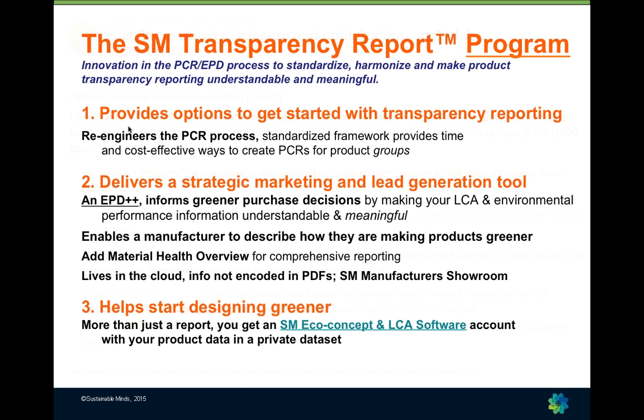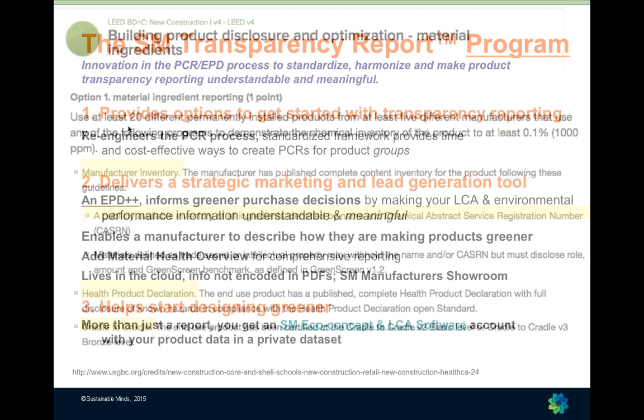Our transparency report program is really 3 parts, and this is what we meant when I said earlier that it's a systemic solution. Our transparency report framework is a 2-part PCR program that allows manufacturers and stakeholders to create a Part B of a PCR at the product group level. We talked about the transparency report being a lead generation tool. It allows them to describe what they're doing to make greener products. Now we're getting into the component, the modular approach. They can add a material health overview to that transparency report, and it all lives in the cloud in their own brand showroom.